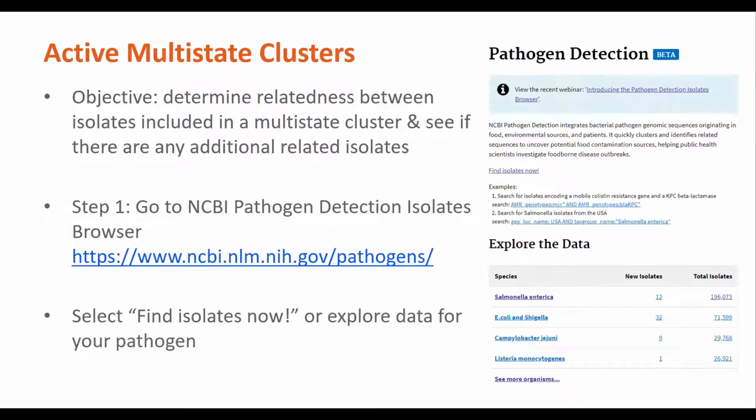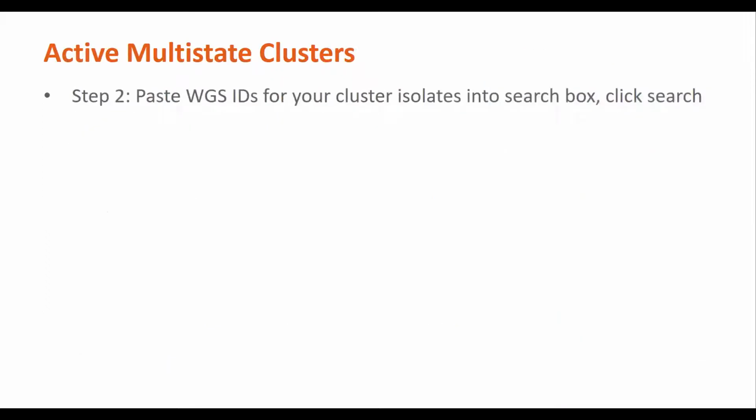So the first thing that we would do is go to the website that I mentioned earlier, the isolate browser, and you can either click on Find Isolates Now or click on your particular pathogen of interest to search for isolates that you're looking for. Since we're usually using this for active multi-state cluster investigations, we're looking for particular isolates of interest.